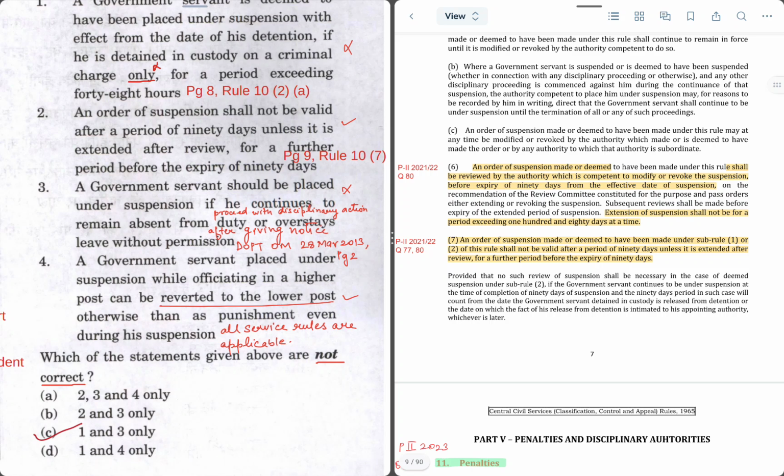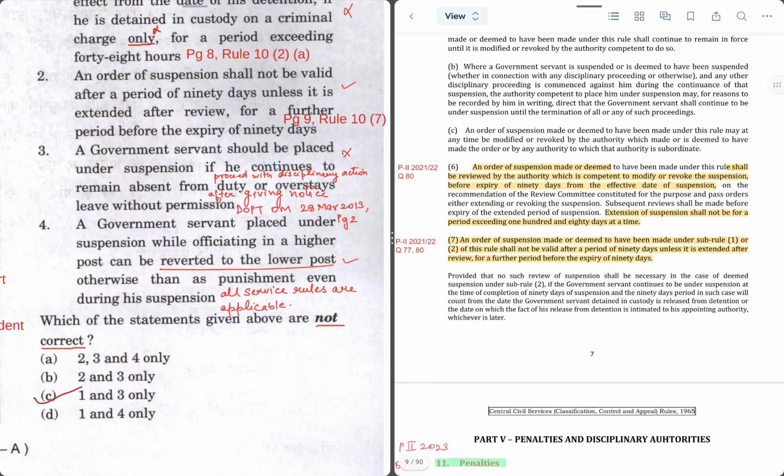But still, let's see statement 4: a government servant placed under suspension while officiating in a higher post can be reverted to a lower post otherwise than as a punishment even during the suspension. During suspension all the service rules are applicable, hence yes, he can be reverted to the lower post otherwise than as a punishment. There is no bar to reverting a government servant to a lower post during suspension. Hence statement 4 is correct and the right answer is option C.